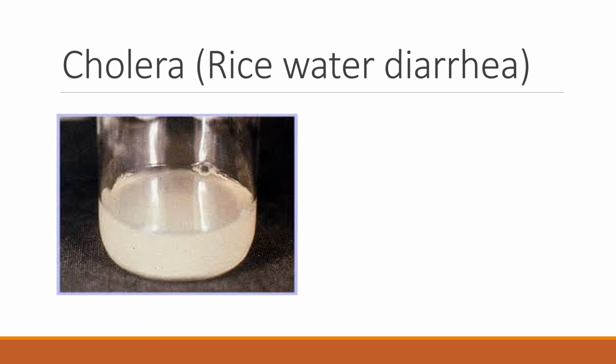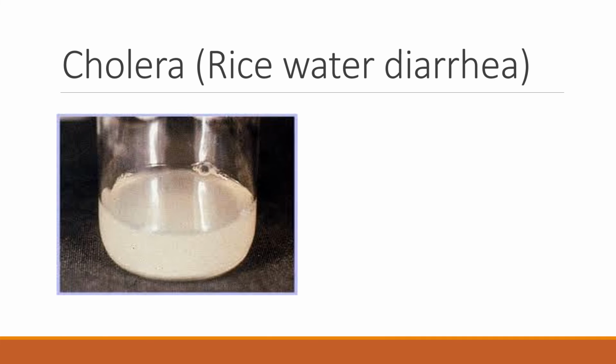Now let us see the clinical condition produced by Vibrio cholerae. The disease caused by Vibrio cholerae is cholera, very similar to its name itself. Because it causes cholera, the bacteria has been given the name cholerae. What is cholera? It is a type of diarrhea, and it is also called rice water diarrhea because the stool passed is similar in appearance to rice water.